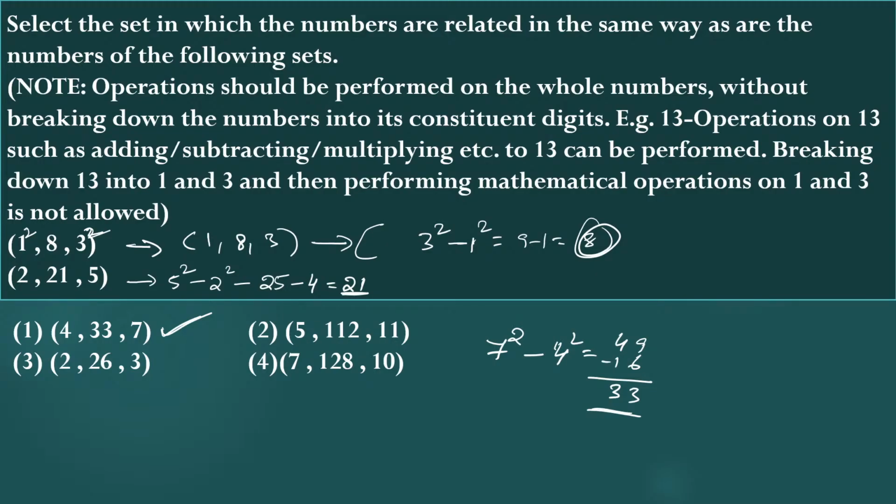If you see here, third number square with the first number square subtracted, we get the second number. Here also, third number square subtract first number square, we get the second number. Okay, right.